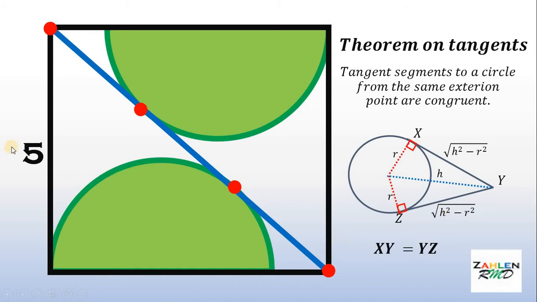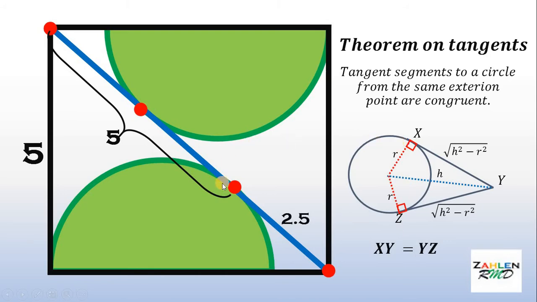Applying this theorem to our question, since this side of the square is tangent to the semicircle, and this part of the diagonal is also tangent to our semicircle, we can say that this segment is also equal to 5. Now since all of the dots are equally spaced, it follows that the distance from one dot to another is equal to 2.5. Therefore, this segment is equal to 2.5. So we have 2.5, 2.5, and 2.5.